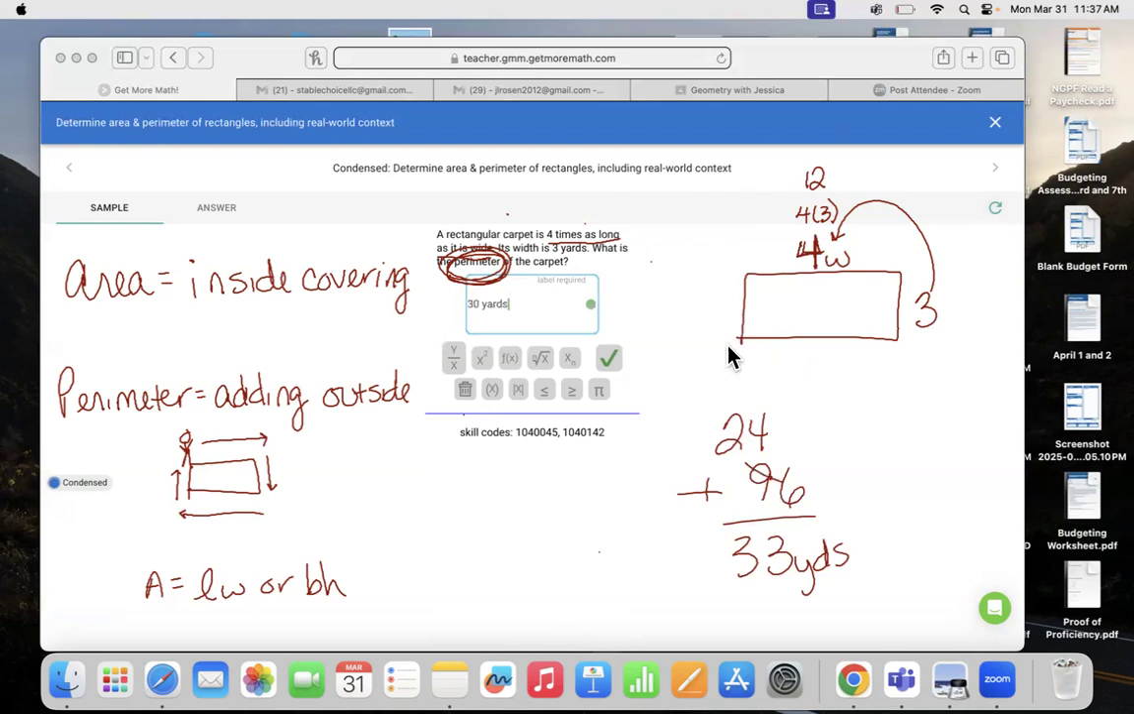So again, if that confuses you, let's look at it one more time, change my color. It tells me it's 4 times long as it is wide. So it's 4 times the width. And my width is 3. So 4 times 3 is how we got 12.